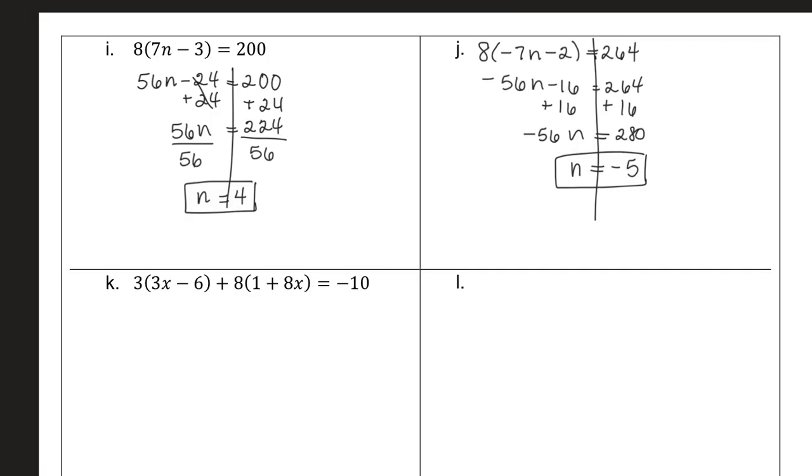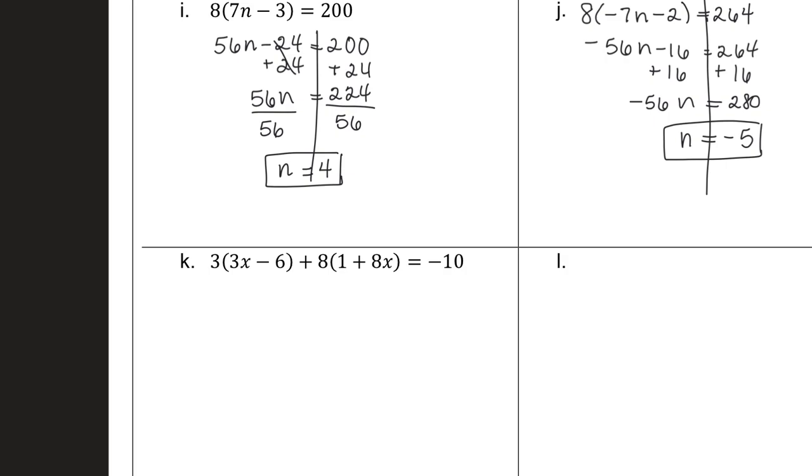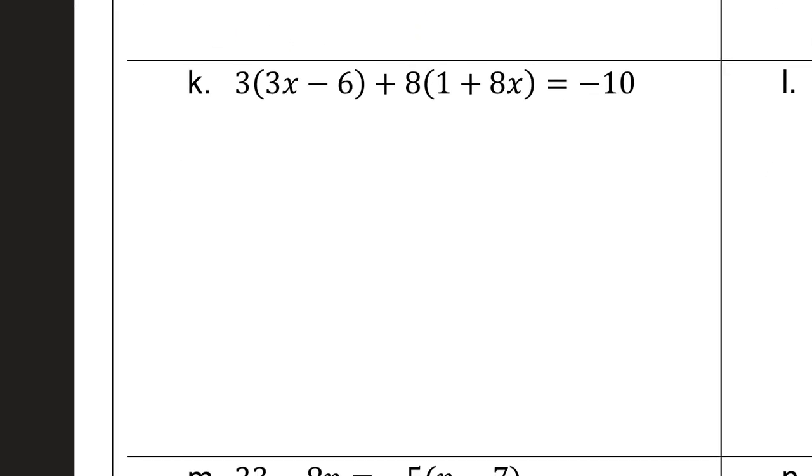Alright, so for I, you should get n equals 4, and for J, you should get n equals negative 5. Pause the video if you need to check your work. And the last one we're going to talk about today is K.